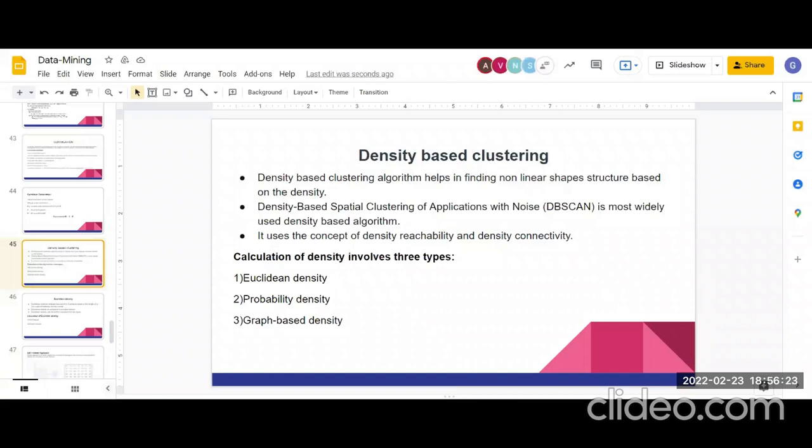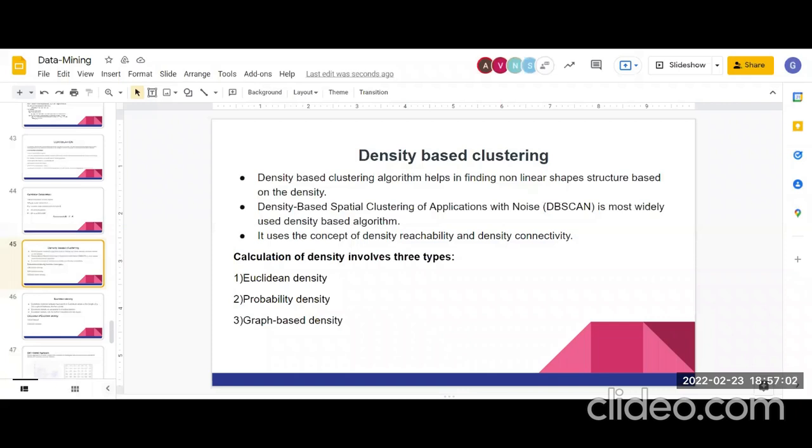And as part of our slide, we've got density-based clustering. The density-based clustering algorithm helps in finding non-linear shapes or structures based on the density. Density-based spatial clustering of applications with noise (DBSCAN) is the most commonly used and most widely used density-based algorithm, and it uses the concept of density reachability and density connectivity. Calculation of density-based clustering involves three types: Euclidean density, probability density, and graph-based density.